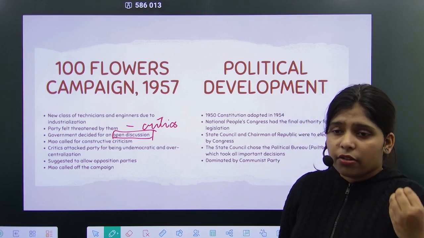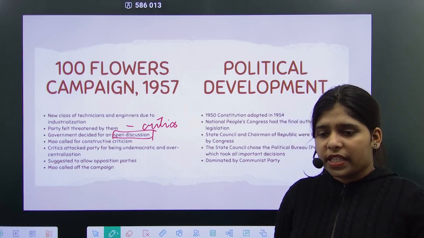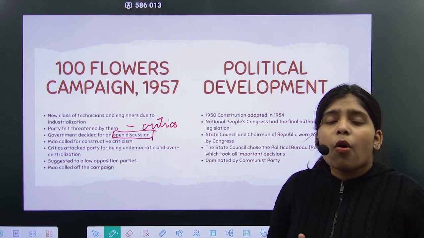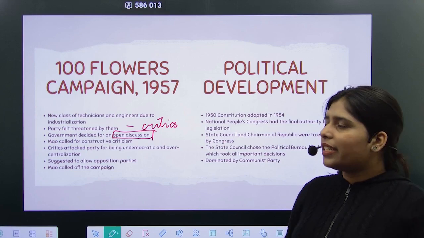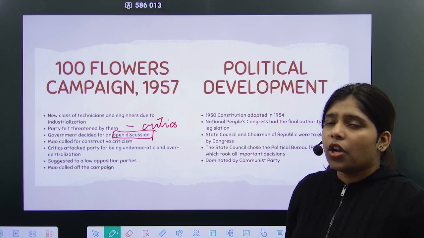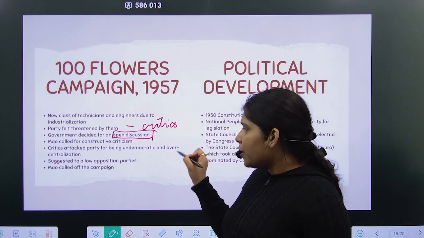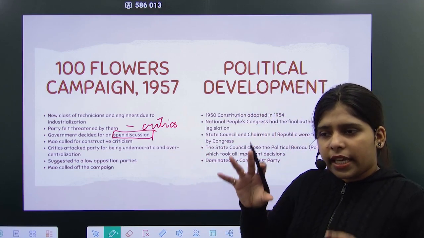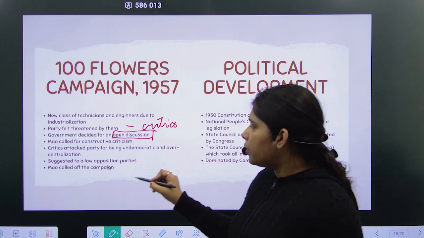Because people were saying, you should allow opposition to step in. Your policies are over-centralized. We need more decentralization over here. You are being undemocratic in nature. All these allegations were put against Mao Zedong. So he called off the campaign.